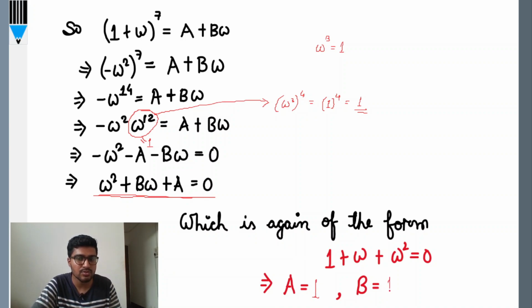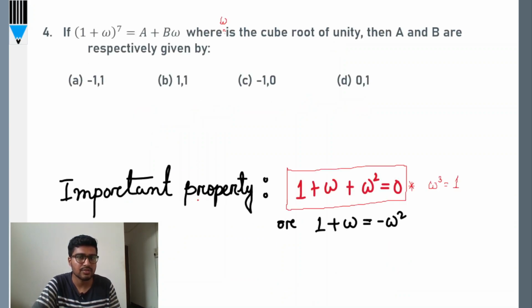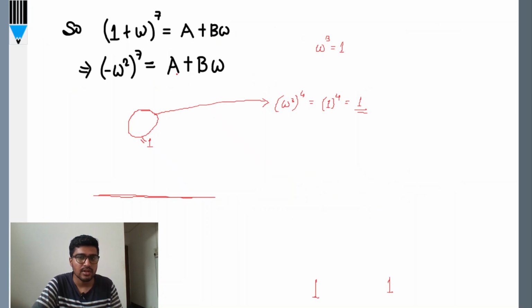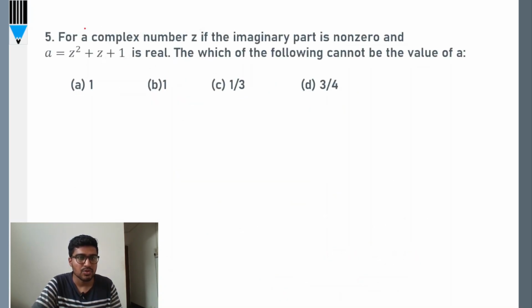is also equal to 1, so this is the solution. This is a very basic question. You just have to know that 1 plus omega square equals 0, which is an important formula, and since omega is the cube root of 1, omega cube equals 1, so our answer comes to 1. Okay, so let's move to the last question.